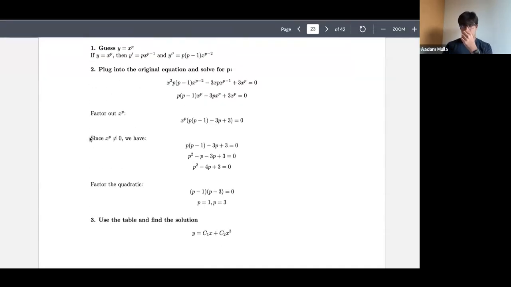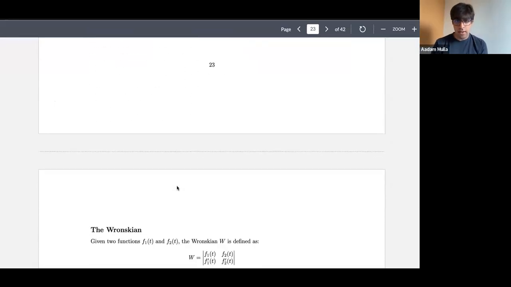Yes, those are Cauchy-Euler equations. Any questions on the differential equation stuff we've done so far? Okay. It's just calculation.